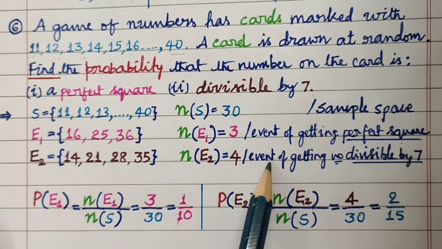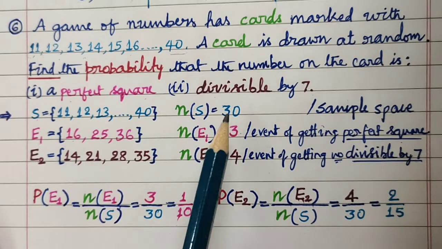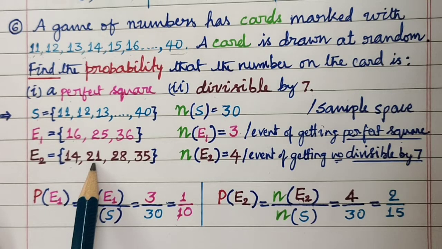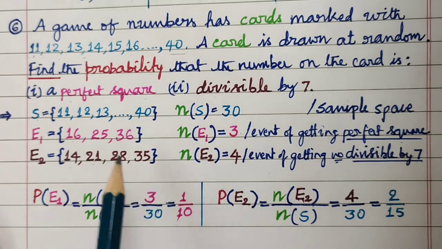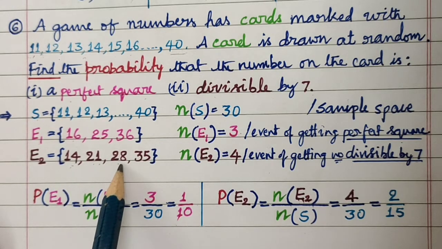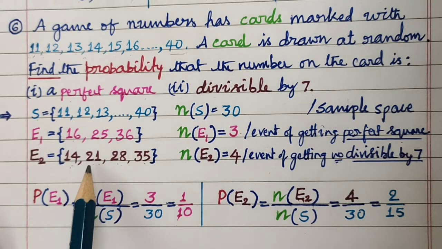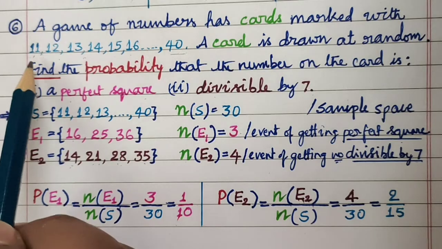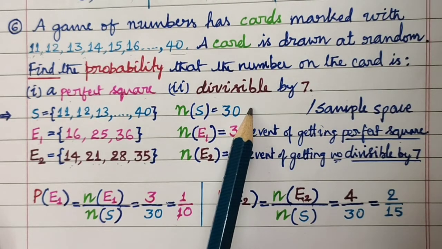E2 is the event of getting a number divisible by 7 from 11 to 40. 7 2s are 14, 7 3s are 21, 7 4s are 28, 7 5s are 35, 7 6s are 42. It goes beyond. So these are the numbers which are divisible by 7: 14, 21, 28 and 35. So the number of numbers divisible by 7 from 11 to 40 is 4. Once we know all these three, the rest will become easy. This is going to be the denominator.